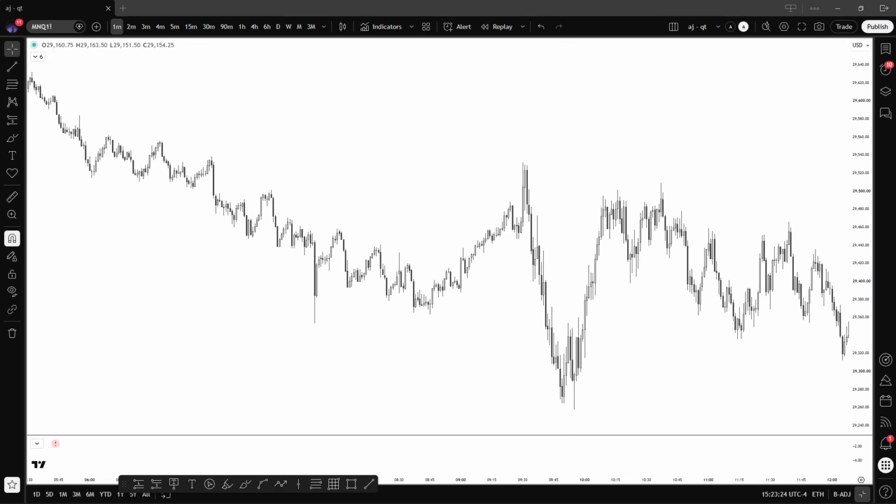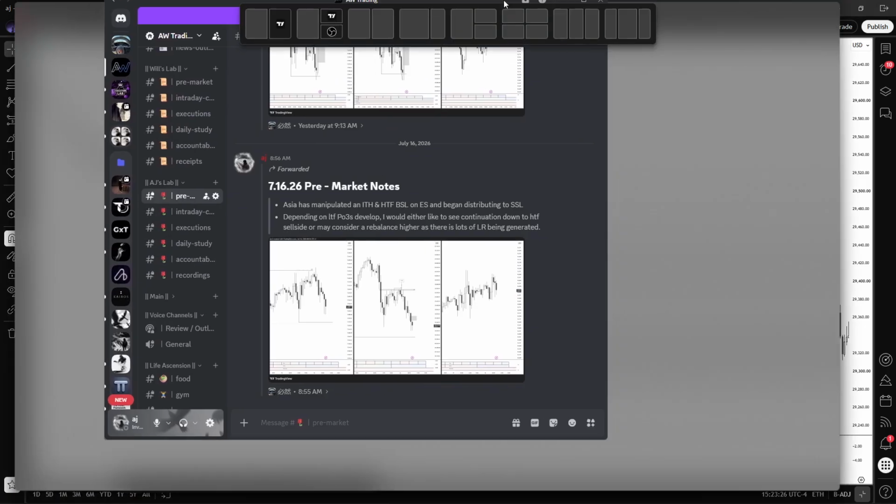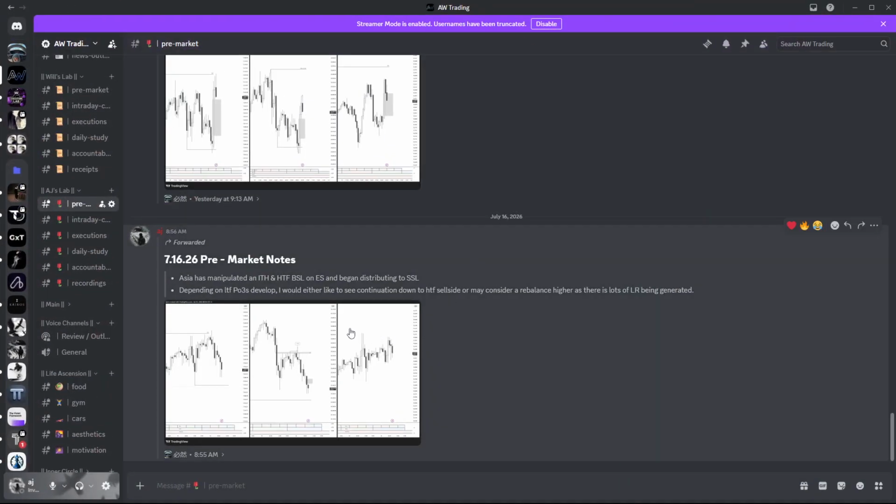Going into the market, I will pull up my Discord here where I send out my free pre-market analysis every day. I had said Asia had manipulated on an internal high and a high time frame buy side on ES and began distributing to sell side. Depending on how the low time frame power threes develop, I would either like to see continuation down to high time frame sell side or may consider a rebalance higher as there are lots of LR being generated.